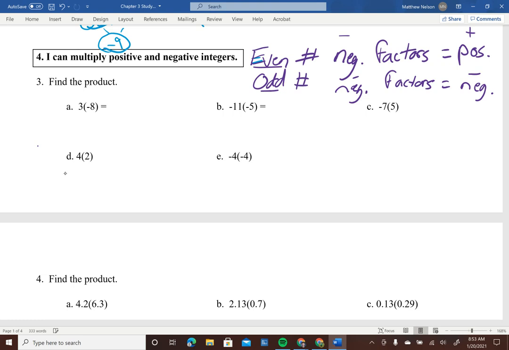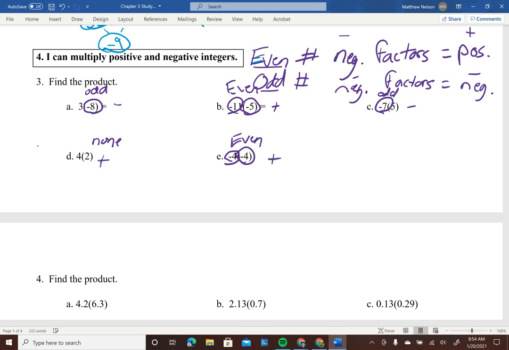So I'm going to circle all my negative factors in all these problems, just so they stand out and I don't miss them. All right, so here do we have an odd or even number of negative factors? Odd. Next we have even, odd, even. This one we have none. So if we have an odd number, it's going to be negative. Even number, it's going to be positive. Odd number, negative. If we have none, that's just 4 times 2, so that's going to be positive. And then an even number of negatives here, negative 4 times negative 4, so that's going to be positive.